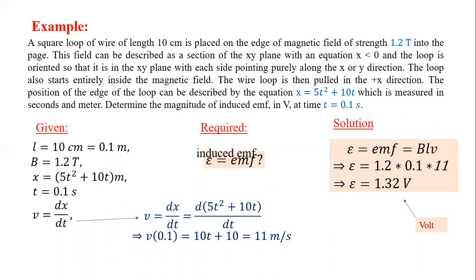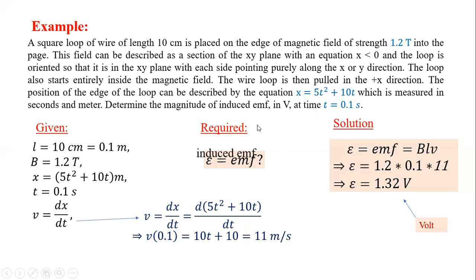The position of the edge of the loop can be described by the equation x equals 5t squared plus 10t, measured in seconds and meters. Determine the magnitude of the induced electromagnetic force in volts, V, at time t equals 0.1 seconds.